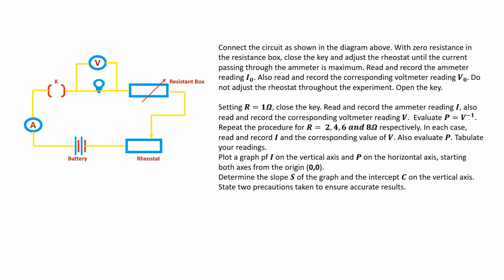Evaluate the inverse of the voltmeter reading, which is equal to P. Repeat the procedures for 2 ohms, 4 ohms, 6 ohms, and 8 ohms resistance, respectively. In each case, read and record I and the corresponding value of V, and also evaluate P. Tabulate your readings. Plot a graph of I on the vertical axis and P on the horizontal axis, starting both axes from the origin. Determine the slope of the graph and the intercept C on the vertical axis. State 2 precautions taken to ensure accurate results.